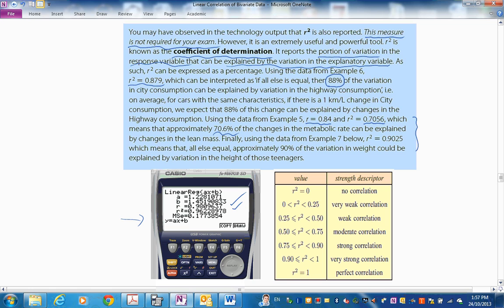Okay, and in an example down below here in a minute, r squared is that, which means approximately 90% of the variation in weight could be explained by variation in the height of the teenagers down below. Well, let's have a look at that in a minute.